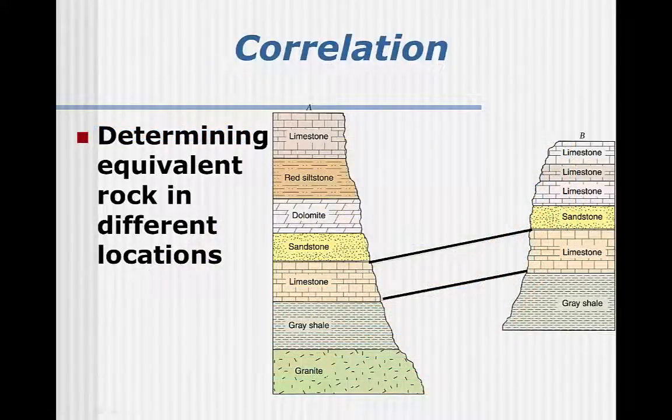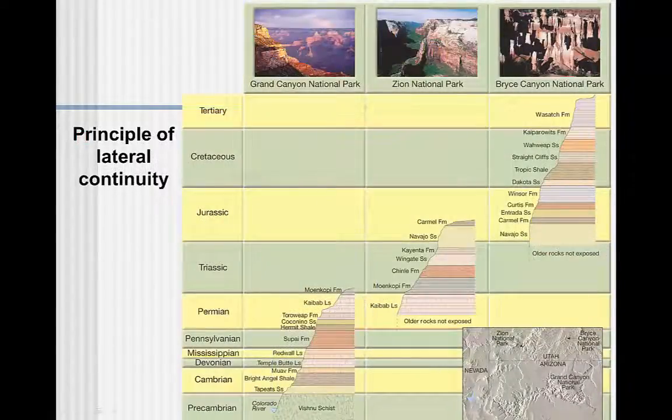Knowing the sequence of events in one area is not enough to create a geologic timescale, because no single place preserves all rocks and all events. Instead, geologists need to piece together rocks and events in different areas by using correlation. The most basic correlation relies on the principle of lateral continuity to connect different areas.